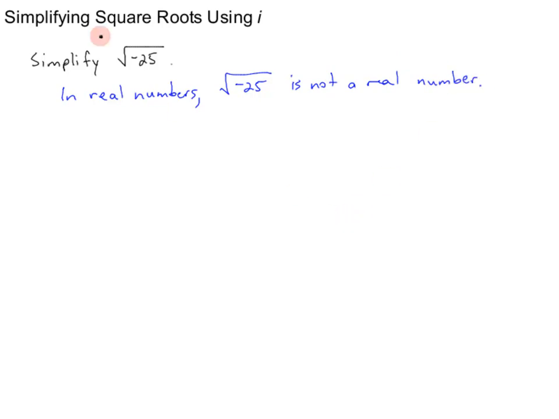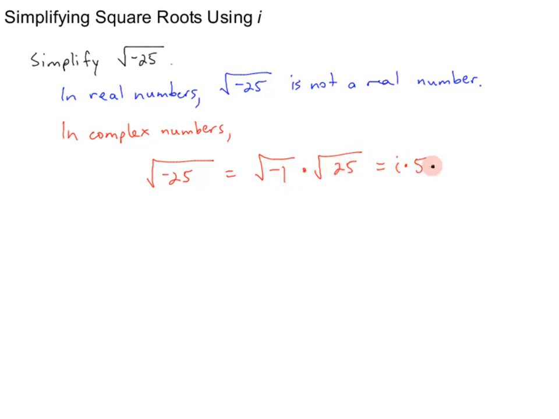However, in complex numbers, or using the imaginary numbers, the square root of negative 25 equals, you can split the negative as a negative 1 times the square root of 25. And now the square root of negative 1 is i, the square root of 25 is 5, so you can say this is i times 5, and we typically write that as 5i. So in complex numbers, the square root of negative 25 is 5i.